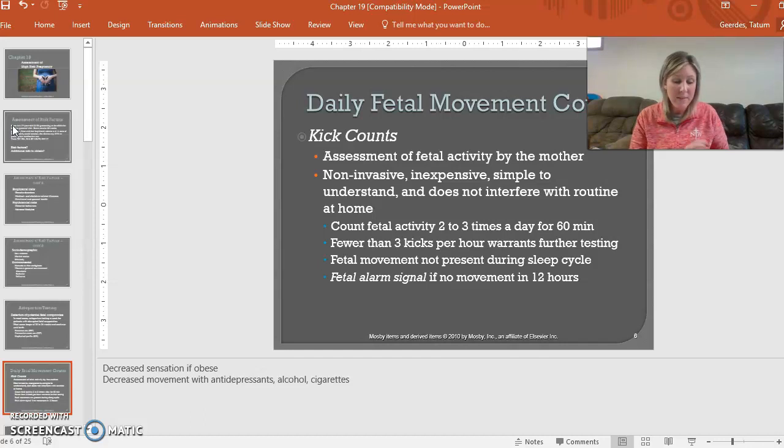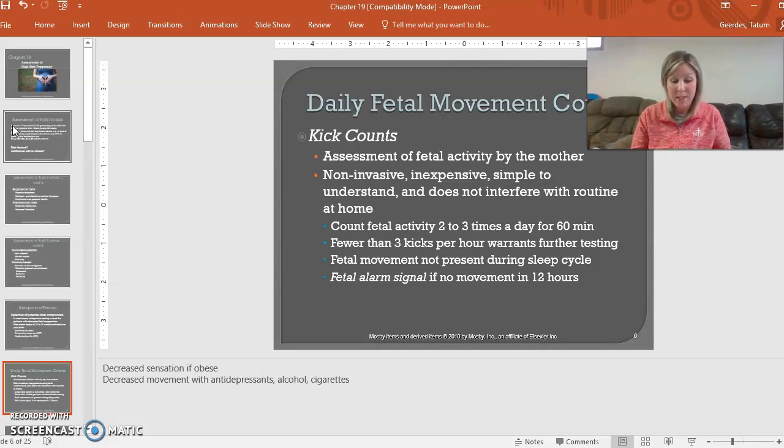And what happens is if she feels fewer than 3 kicks per hour, then she really needs to call the doctor for further testing. If the baby's not moving around more than that, then we get a little more concerned and we want to investigate it further with maybe a non-stress test or a contraction stress test or maybe even a biophysical profile, like I mentioned in that slide before.